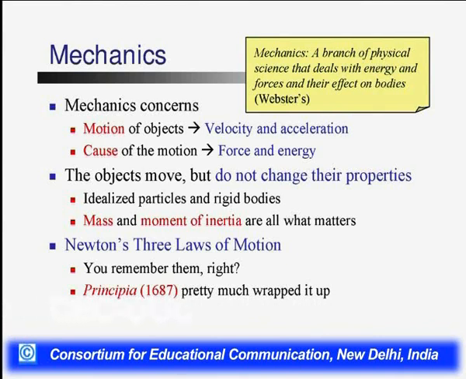The objects move but do not change their properties. It means motion takes place in a body or a system, but its properties do not change in classical mechanics. Idealized particles and rigid bodies are examples of that. Mass and moment of inertia are all that matter in this mechanics. Newton's three laws of motion, we all know about them and it is not required to explain them here.